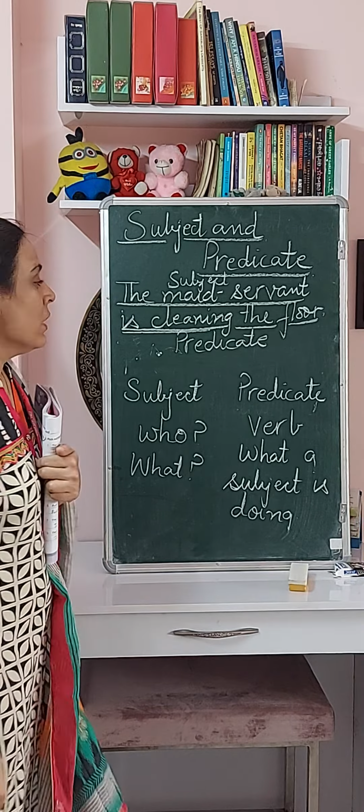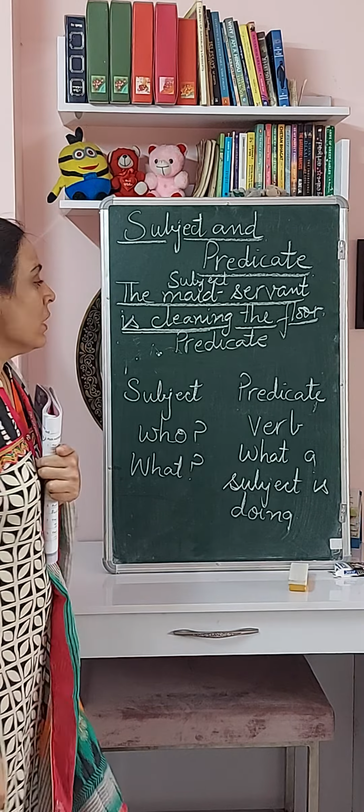All right. So the part of the sentence which tells us about the person or the thing about which we are speaking, that part will be called the subject. And the other part of the sentence is the predicate. What is the predicate? Predicate is what is being said about the subject, like what the subject is doing or what we are telling about the subject.